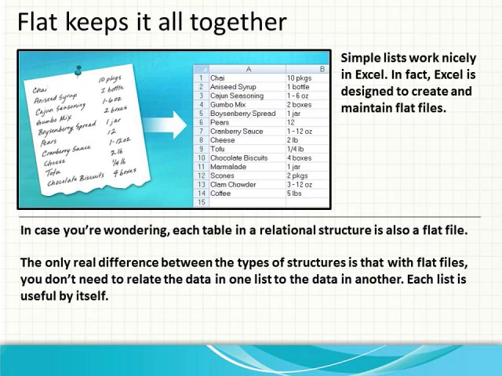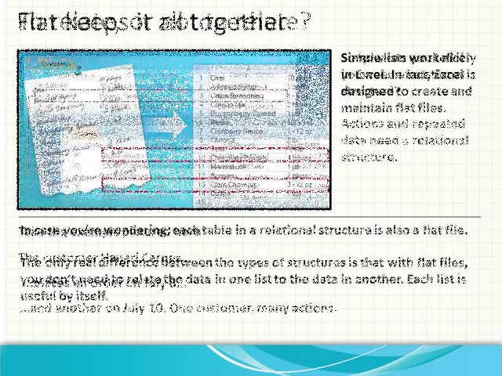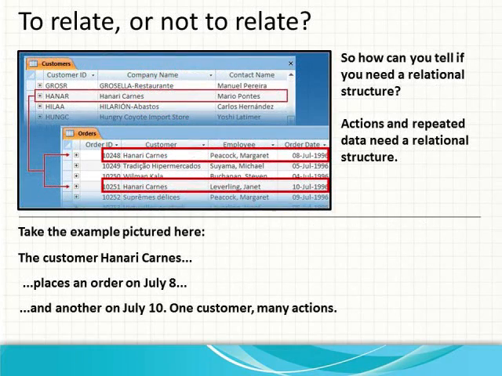Now, each table in a relational structure, that's also flat. The only real difference between the types of structures is that with flat files, you don't need to relate the data in one list to the data in another. The list is useful by itself. So how can we tell if we need this relational structure? Well, if actions are repeated or data is repeated, that's a great tip-off. And here we have an example where we have a customer that places an order on July 8th and another order on July 10th. One customer and many actions.